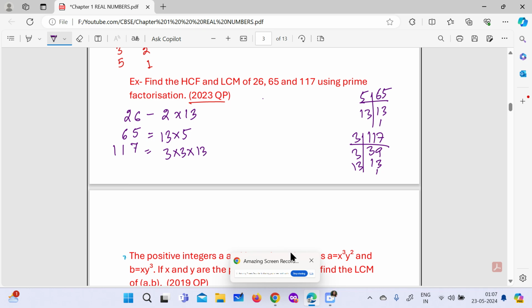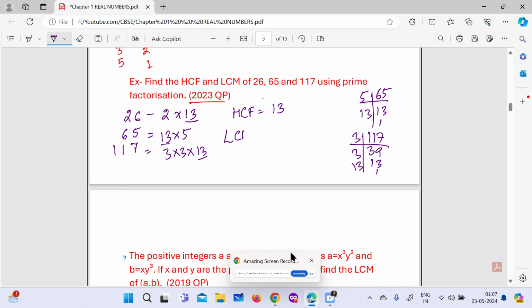Now what will be the HCF? We have to find HCF and LCM both. So HCF is the smallest power of common prime factors. What are the common factors? You have common factors which are in all three of them. One is 13. I don't find anything else. So the common factor is just 13, and 13 has the power 1 in all three, so HCF is only 13.